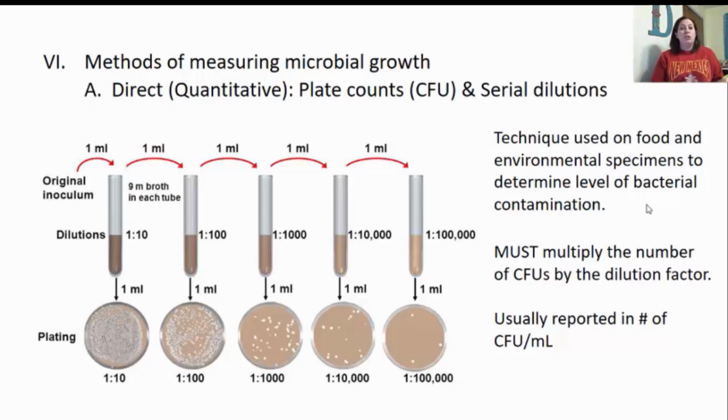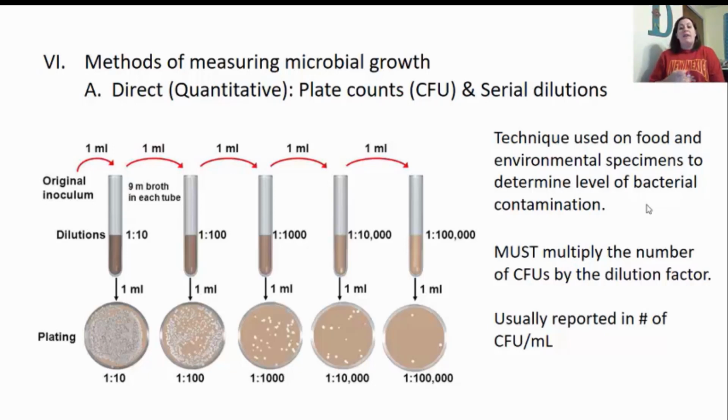So we're going to take the original inoculum and place 1 milliliter of it into your broth. So you are diluting it 1 to 10, with 9 milliliters of broth in each tube, and we're going to put 1 ml of the substance. We then plate it out. We then can take 1 ml of that dilution and put it in the next one. This is now a 1 to 100 dilution. We do it again to a 1 to 1,000, 1 to 10,000, and then 1 to 100,000. And if you'll notice as we plate these out, the growth starts to get less and less.